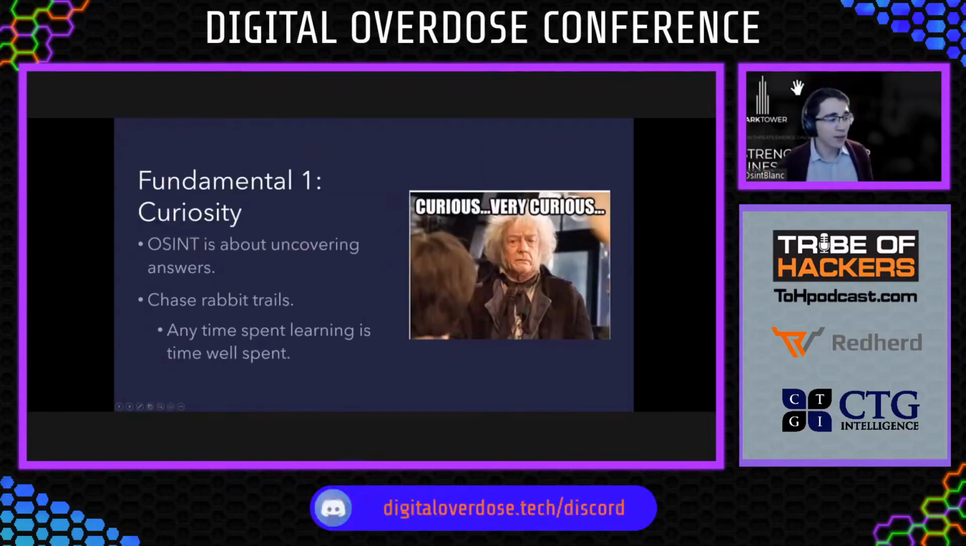The first fundamental we're going to talk about today is curiosity. OSINT at its heart is about uncovering answers. To do it, you have to be interested in learning things. You're often going to come into contact with cultures, languages, and concepts that are unfamiliar to you, and you're going to have to deep dive them and become at least somewhat familiar, if not sometimes an expert in them.